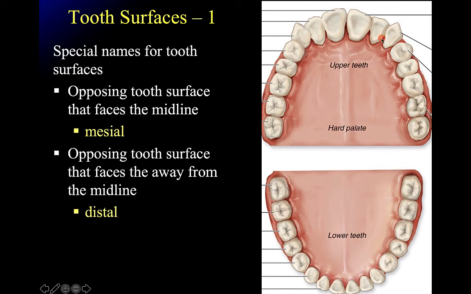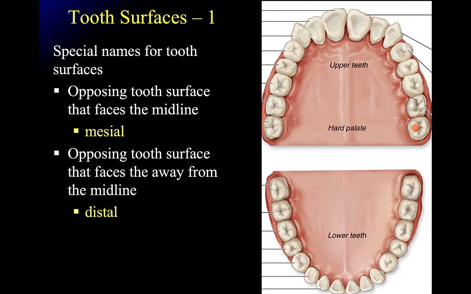So we have 1, 2, 3, 4, 5, 6, 7, 8 in a quadrant. Obviously there are 4 quadrants because there are 2 sides in both upper and lower. And thankfully, in humans, it's the same in every quadrant. It's not always true. Sometimes upper and lower teeth can be different in some animals. But that means we have 8 times 4, which is 32 total, having the wisdom teeth.